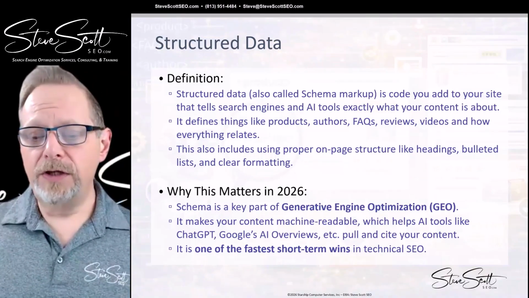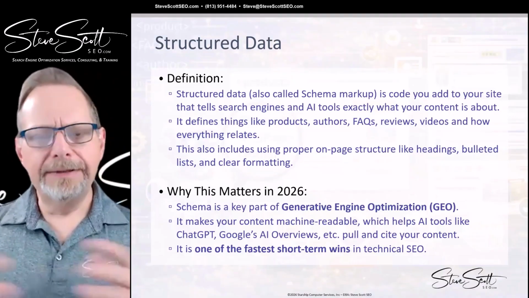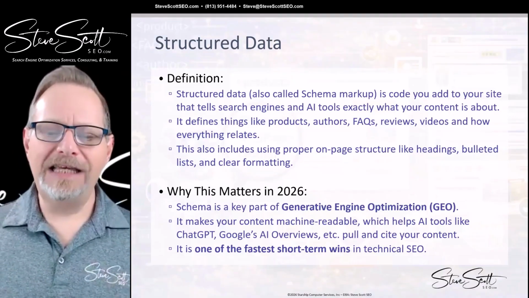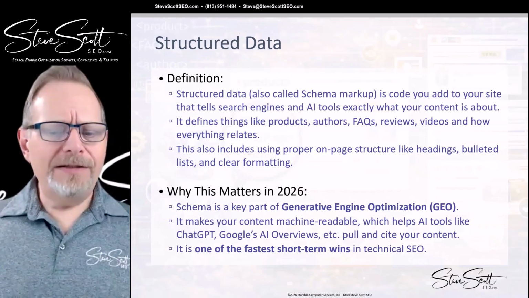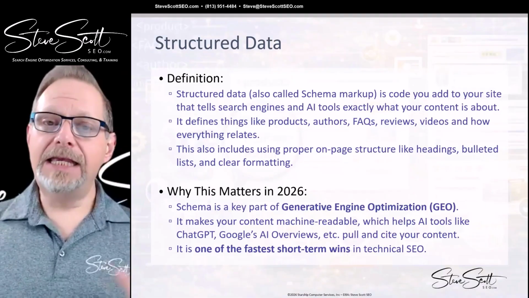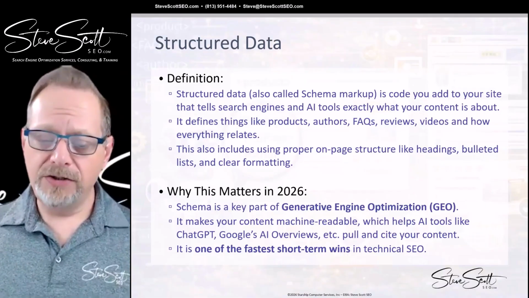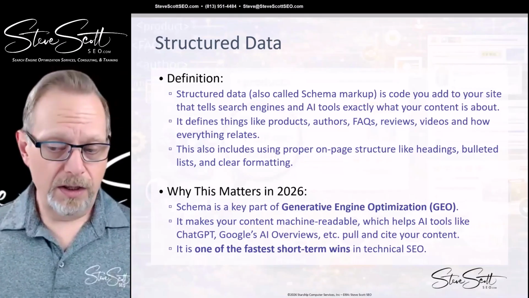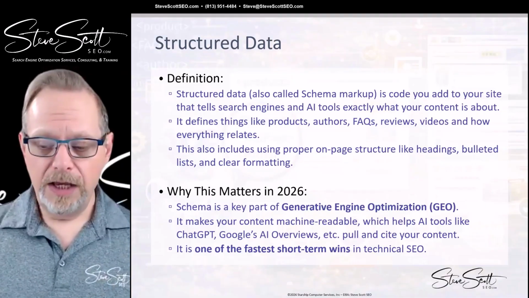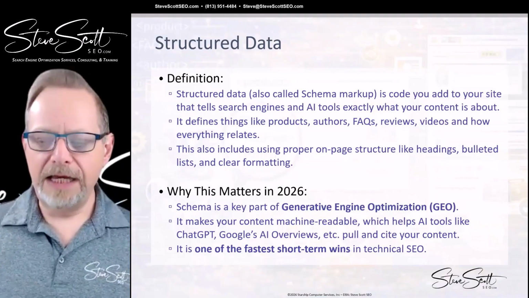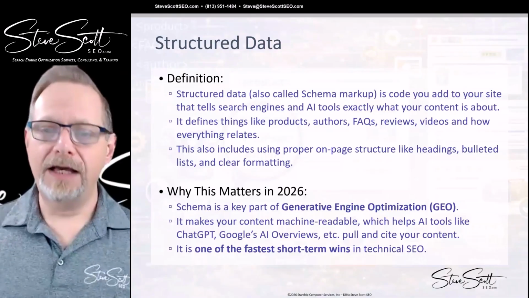It also includes using proper on-page structure, like heading tags, bulleted lists, and clear formatting of your content to make it easy for users to work with and get around. So why does it matter in 2026? Well, schema is a key part of the generative engine optimization that's out there. It makes your content machine readable, which helps AI tools like ChatGPT and particularly Google's AI Overviews and the others to pull and cite your content. And it's one of the fastest short-term wins from a technical SEO perspective.